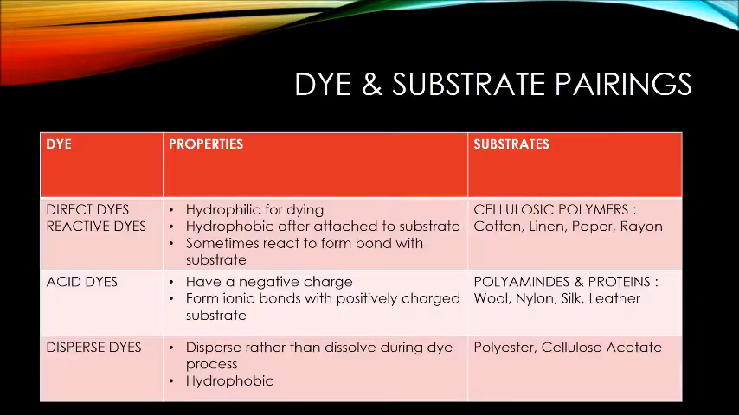Let's do a little recap. Direct dyes and reactive dyes like cellulosic polymers because they're able to be hydrophilic during the dyeing process but then become hydrophobic or form a strong enough bond with the substrate that they don't wash away easily. And acid dyes prefer polyamides and proteins because they can form ionic bonds, and disperse dyes, like me, prefer polyester and cellulose acetate because they're both hydrophobic? That's exactly right, Dina.